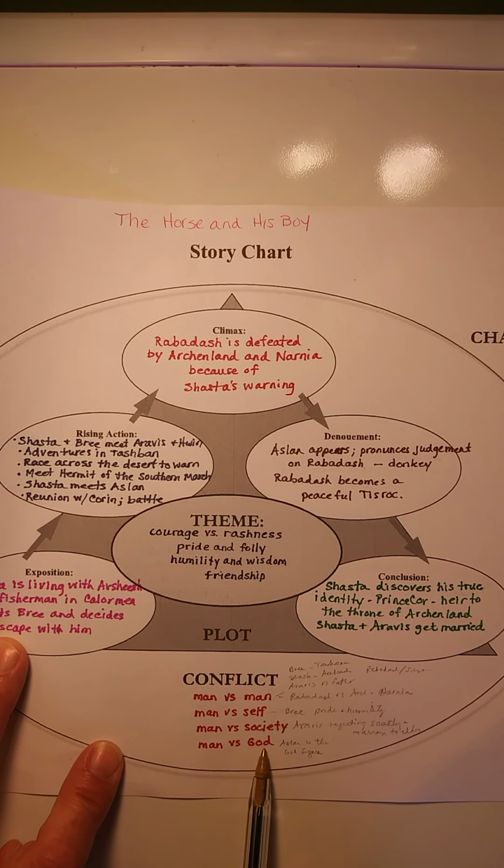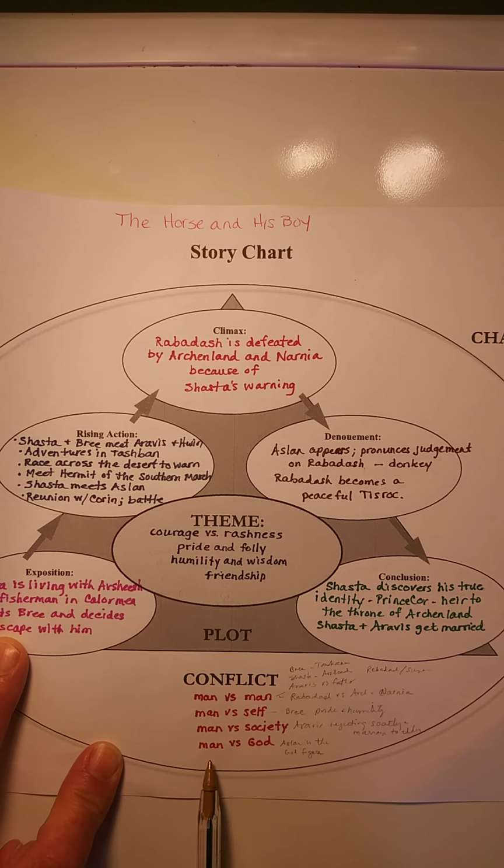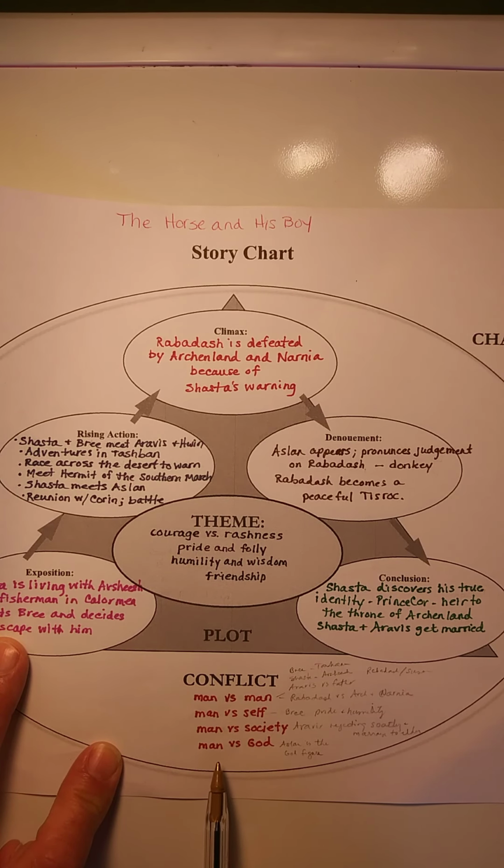And lastly, man versus God. We just see constant interaction with Aslan. He is the God or Jesus figure in this book, and he's always working for their good, whether they know it or not. A lot of times they think that something bad is happening, like in the beginning where they were being chased by the lions. They thought the lion was trying to eat them, but in actuality he was just trying to steer Shasta and Bree to Aravis and Hwin so that they would come together as a team. So, those are the conflicts that I picked.